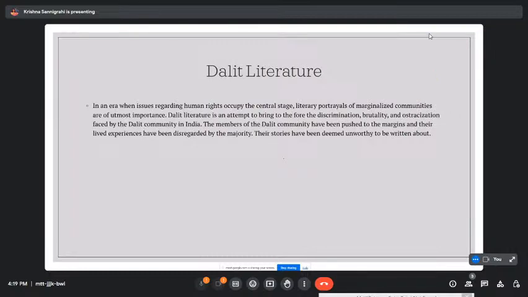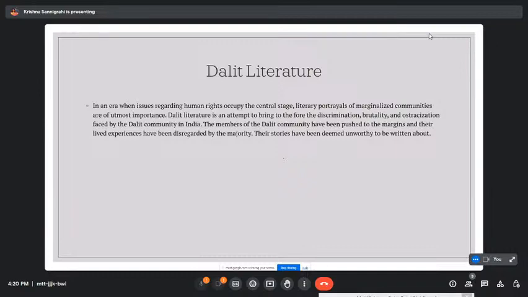In an era when issues regarding human rights occupy the central stage, literary portrayals of marginalized communities are of utmost importance. So there has been a change, and what kind of change? Can anybody identify? So the change is that human rights started occupying the central stage. Literary portrayals of marginalized communities became very important.